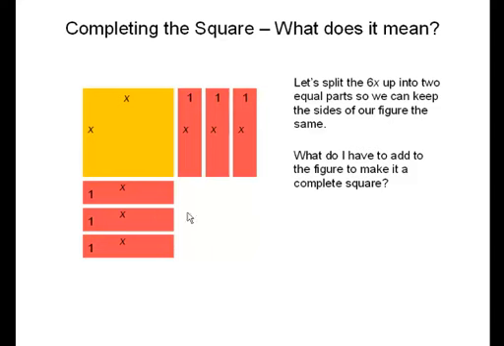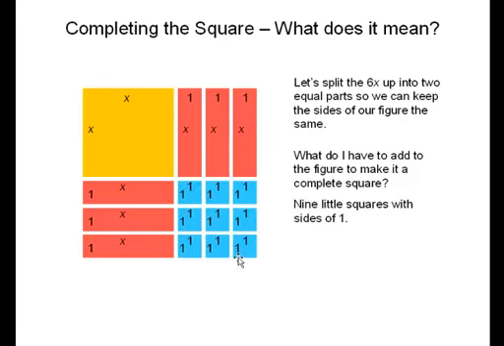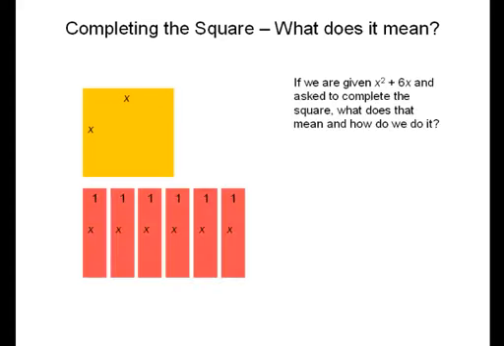This column has a width of 1, this column has a width of 1, these rows all have a width of 1. So that would give me 9 little squares that each have sides of 1. This area is 1, this area is 1, I get an area of 9. Now let's do this with algebra.